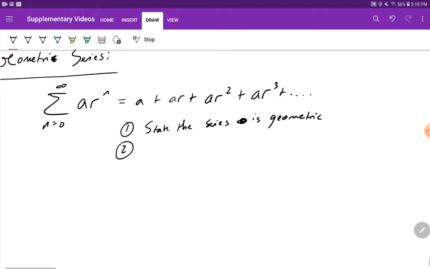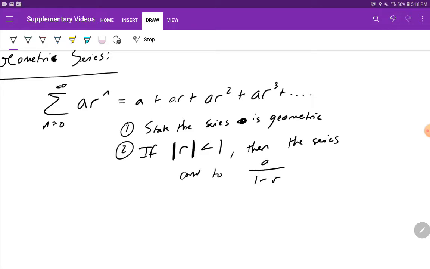Second thing is that if the common ratio r is less than 1 in absolute value, then the series converges to a over 1 minus r. All right, so in this part, we're going to show why this is the case. Why is the sum that?